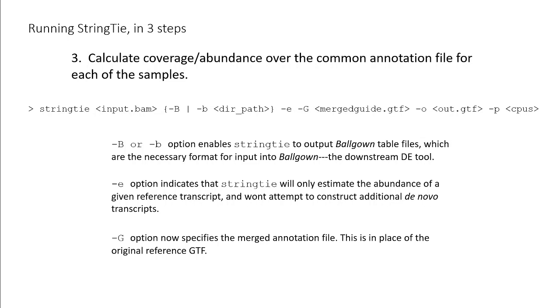The -e option indicates that Stringtie should only estimate the abundance of a given reference transcript present in the GTF specified by the -G option. This means Stringtie will not, at this stage, attempt to construct additional de novo transcripts. Finally, the -G option now specifies the newly merged annotation file in place of the original reference GTF. This completes the Stringtie process.